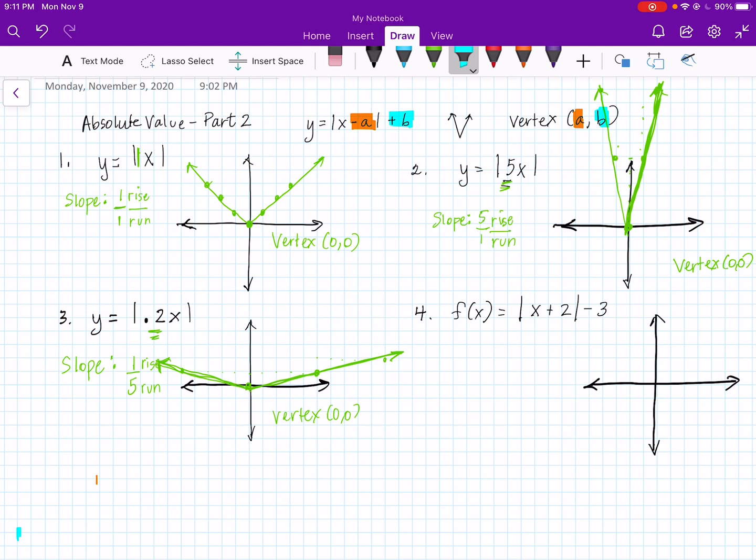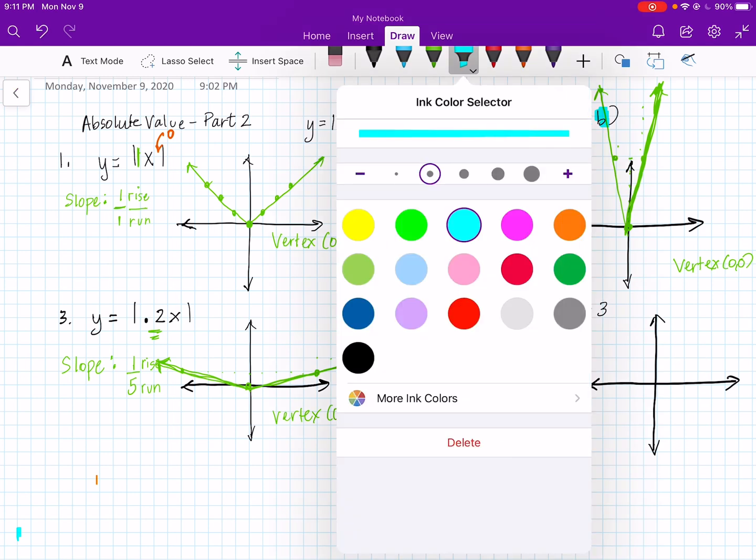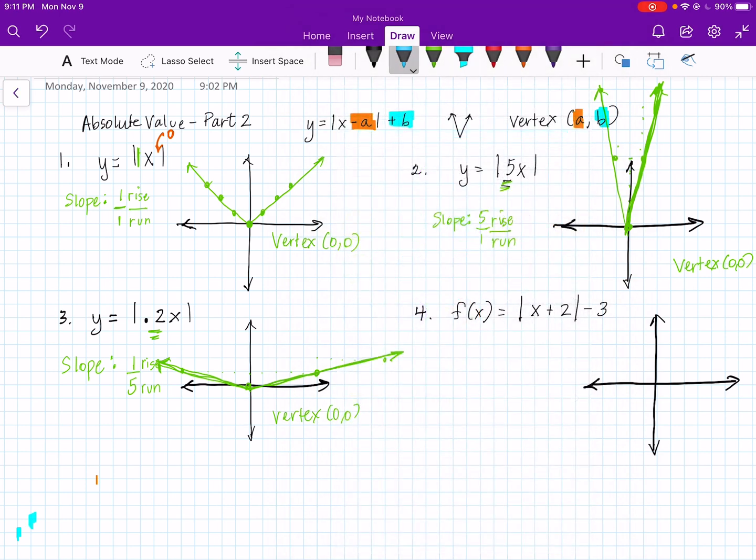So if I go back to vertex, inside the absolute value signs, what's here? Nothing. It's 0. Nothing after the x. What's outside? Let's do what's outside the absolute value. Nothing. And guess what my vertex was? 0, 0. So my vertex here was 0. My vertex here was 0.